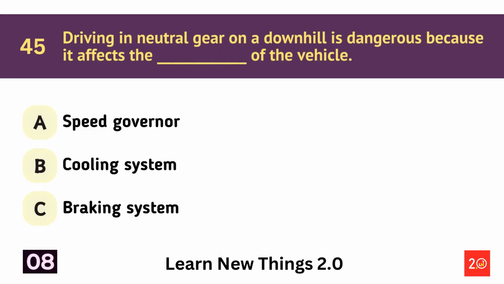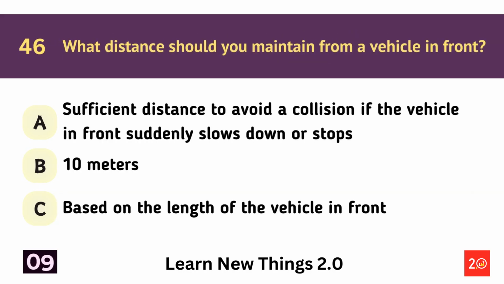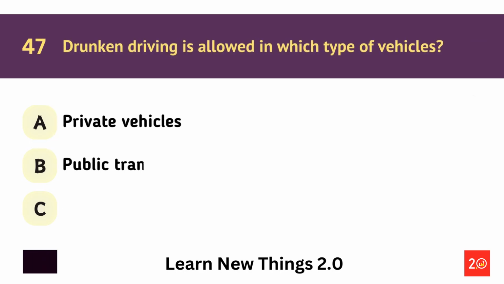Driving in neutral gear on a downhill is dangerous because it affects the braking system. What distance should you maintain from a vehicle in front? Sufficient distance to avoid a collision if the vehicle in front suddenly slows down or stops.